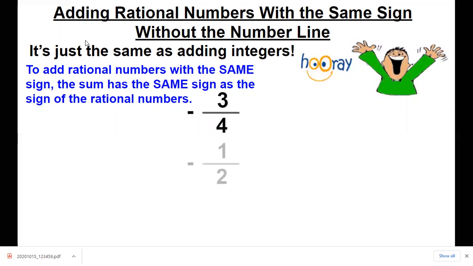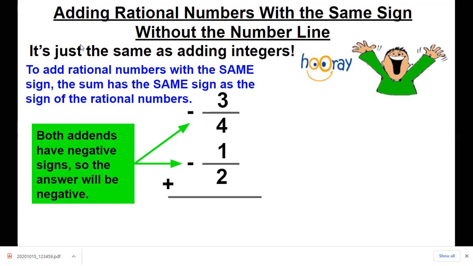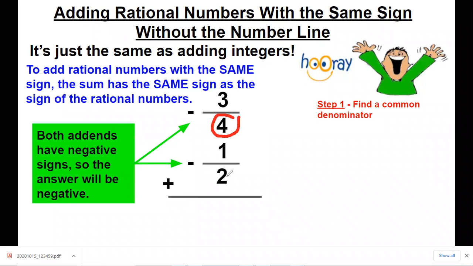So we have negative 3/4 and negative 1/2, and we're going to add them together. Negative 3/4 and negative 1/2. Well, the first step, both add-ins are going to be negative. So we know that our answer will also be negative, and we're going to be adding the two fractions together. So now step one is we have to find a common denominator. So for instance, I know I can't add the fractions with a 4 and a 2. They have to be the same.